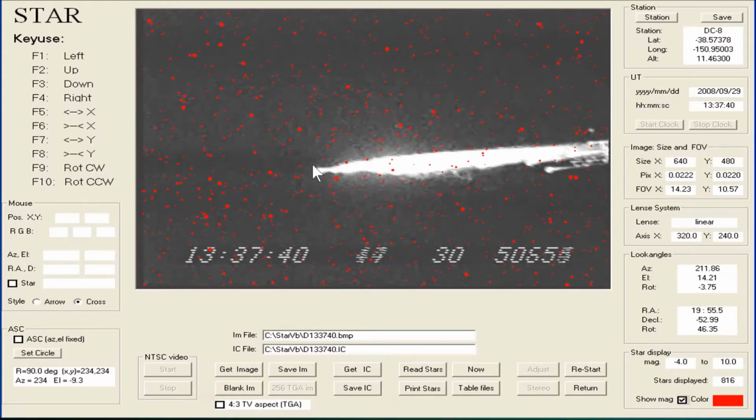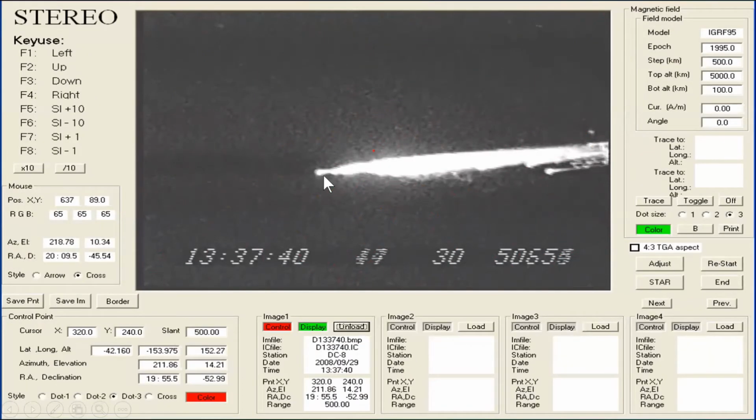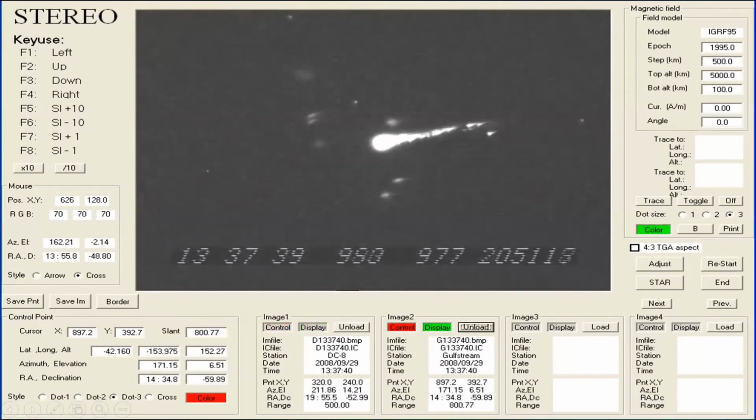So step by step, we have the image, and that is the image here from one of the sites. And then we bring in the image from the second site at the same time. Now they look very different because the aspect of the two aircraft that were tracking this were very different. One was the DC-8, and the other one was a Gulfstream.